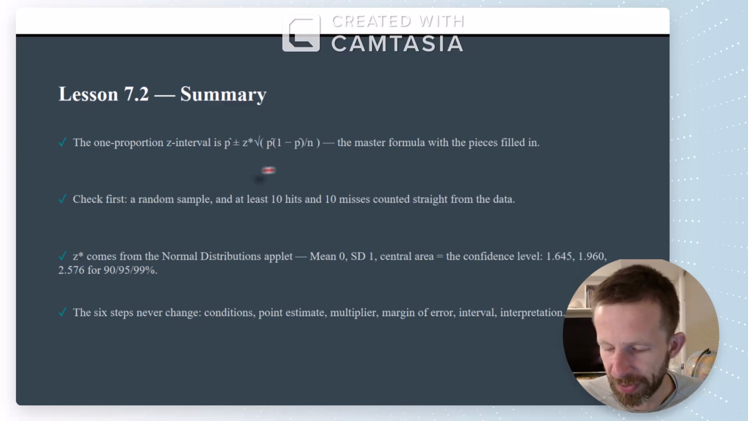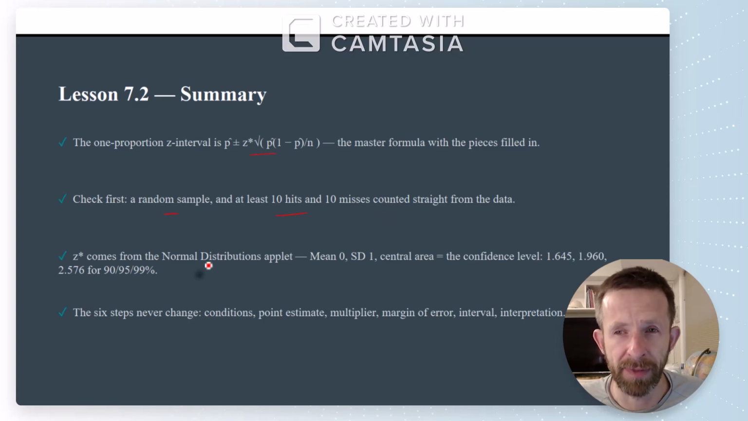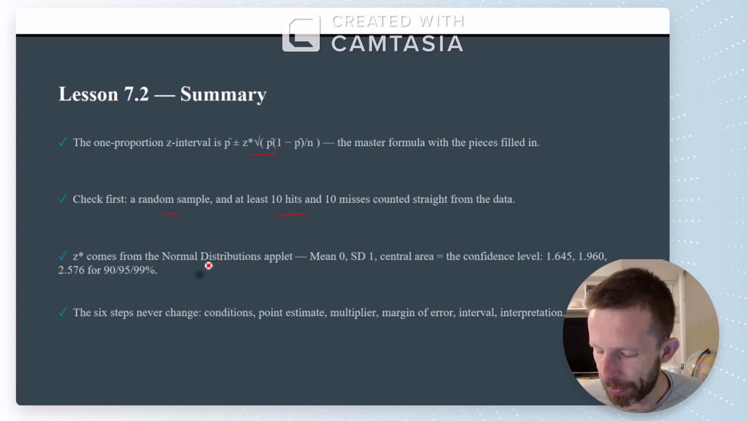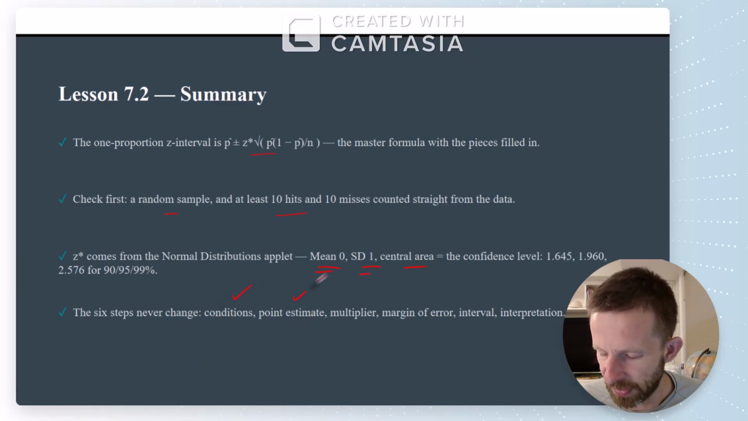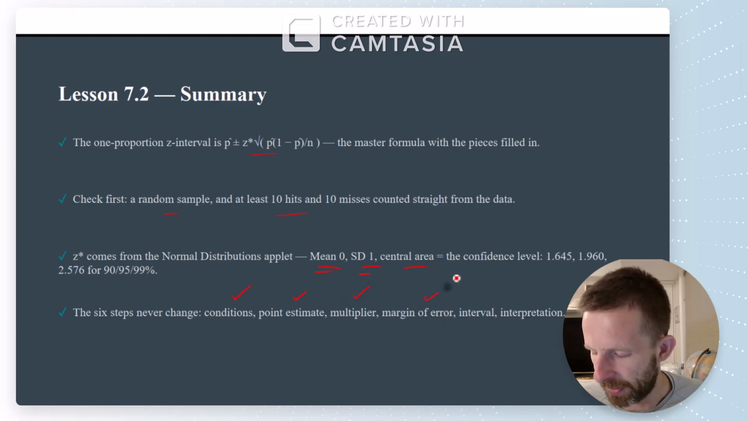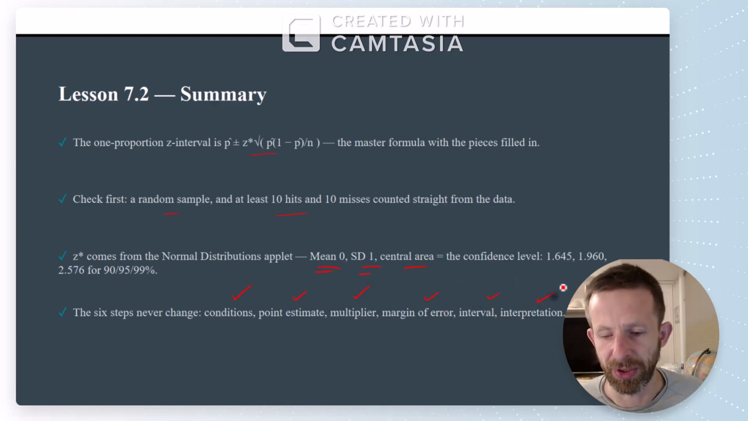So summary, 1 proportion z interval is that formula. Check that it's random, check that there's at least 10 hits and misses. Know how to find z star for different confidence levels using the Statplet app. Make sure you set the mean to 0 and standard deviation to be 1, and then use the central area component. So you'll just be expected to know those steps. Conditions, point estimate, multiplier, margin of error, interval, and interpretation. And that's how we do 7.2.